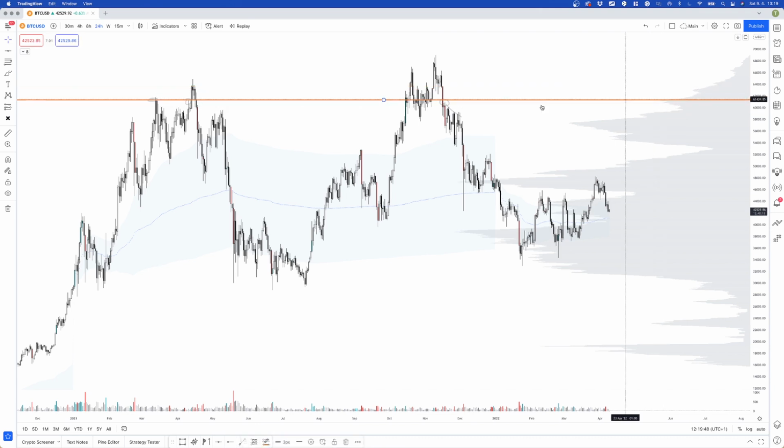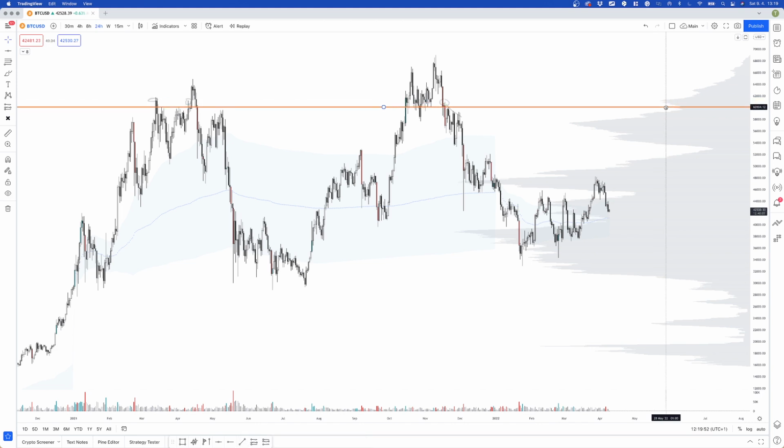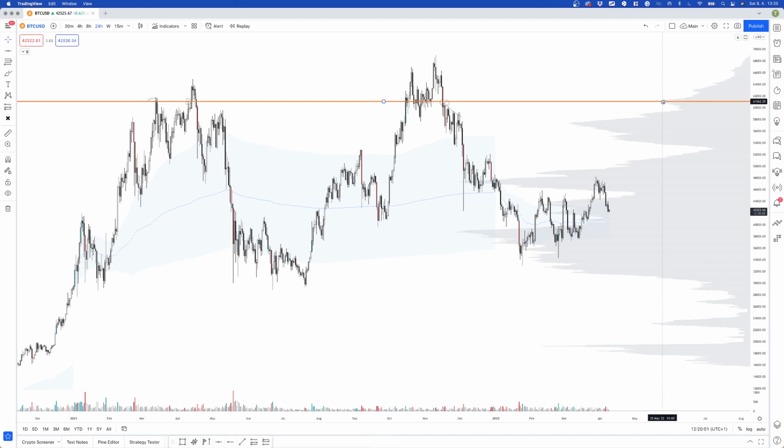There is a little bit of discretion coming into this, but if you move all the way down inside this LVN, then all of a sudden this is not really an important point for me to mark out as the point of control.